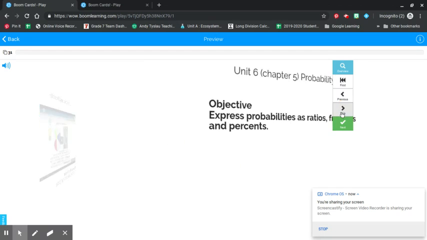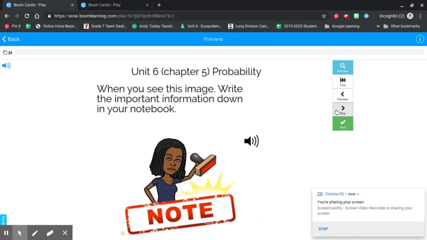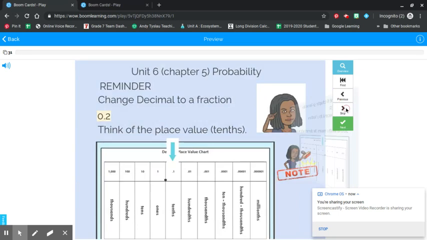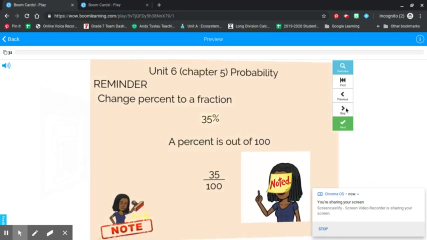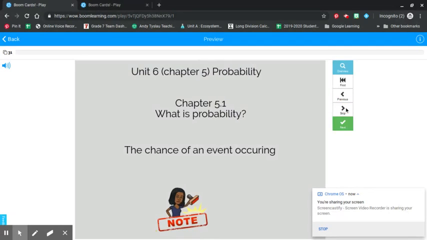But you want to look at all of the different notes that you had to write down, for instance, reminders of how to calculate decimals to percents, decimals to fractions, percents to decimals, fractions to decimals, and so forth. So there were all these reminders in our first one. And then a little warm up.